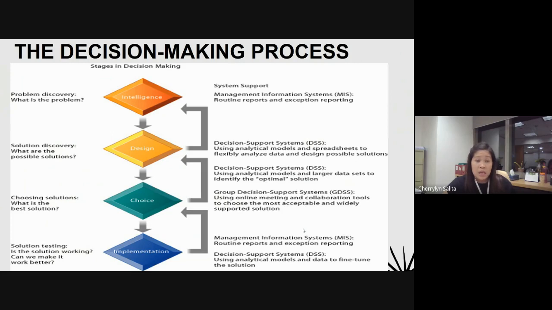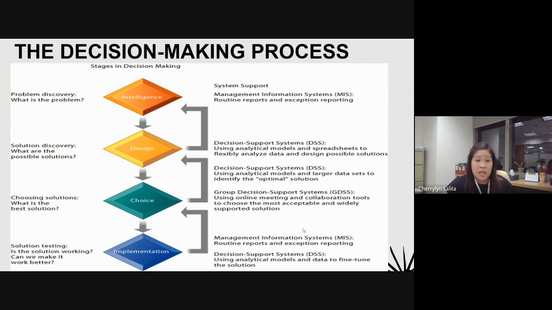On the intelligence stage, according pa rin kay Simon, nandiyan yung discovery of the problem, no? And on the right side of the diagram, naka-emphasize dyan kung anong system support ang kailangan in order to make the decision. So, ang involved daw dyan is the Management Information Systems or MIS that requires usually routinary reports and exception reporting. So, syempre, dyan mo kasi dinidiscover anong naging problema. Inaalam mo kung ano yung nitty-gritty ng problem. So, you will look at the Management Information System.